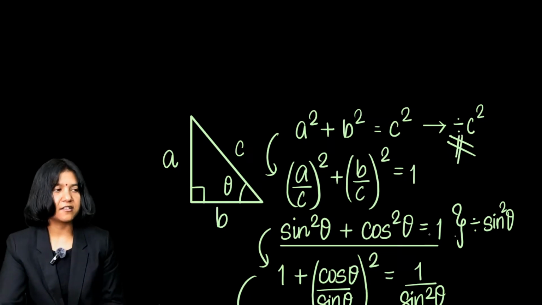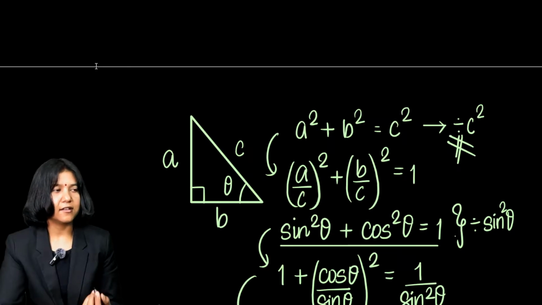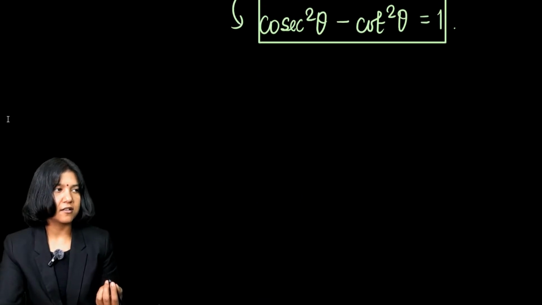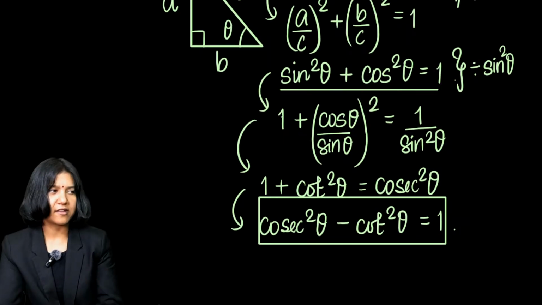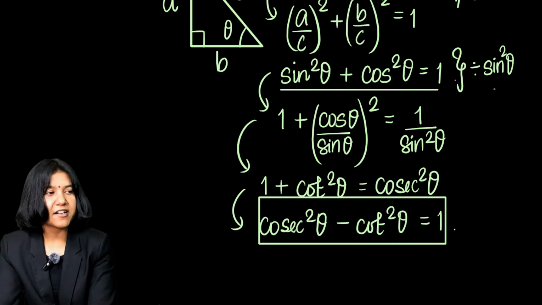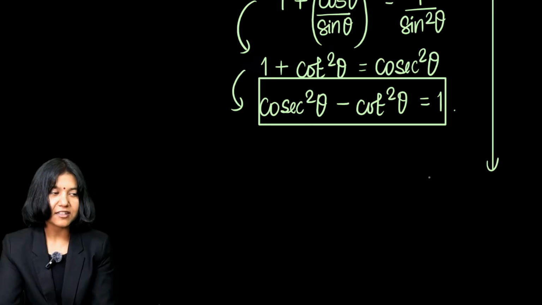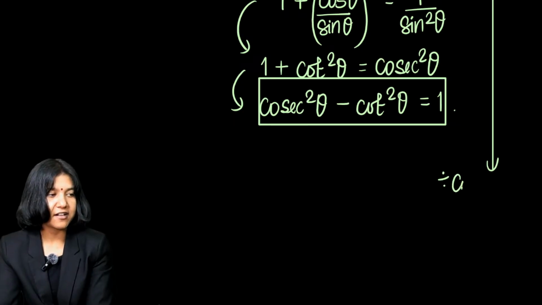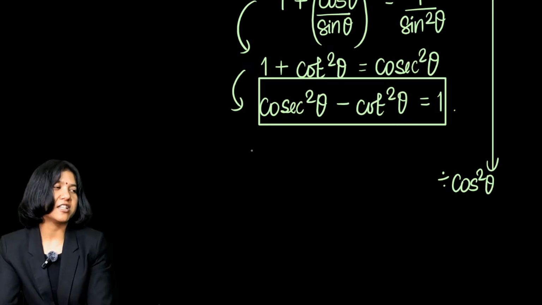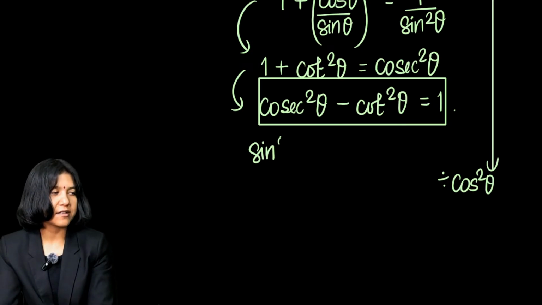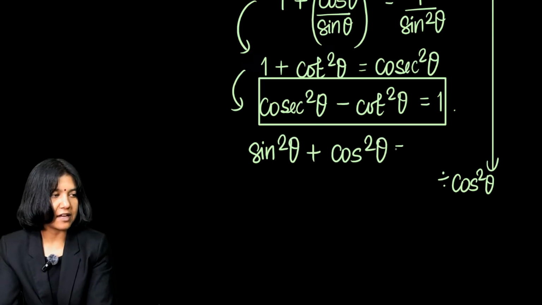I could have divided the same thing by other variables, so I can show you that. Again, using the same relation, sin square theta plus cos square theta equals 1, if I would have divided by cos square theta, that would have given me the next identity. I want to divide this entirely by cos square theta.